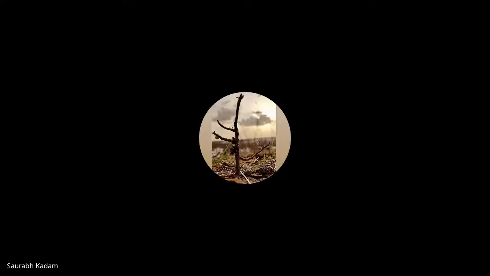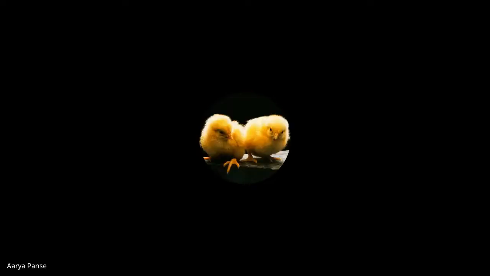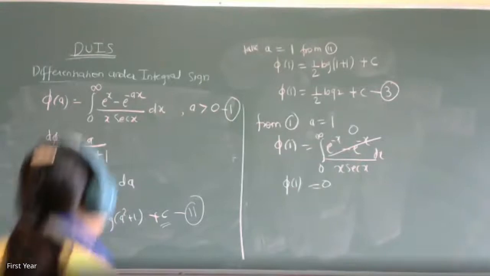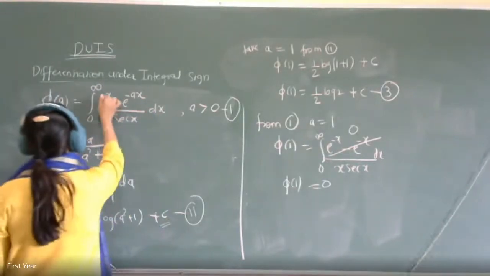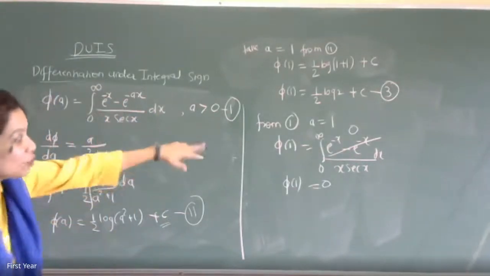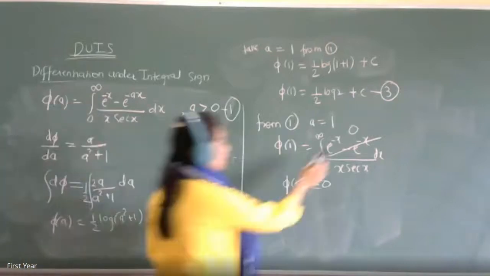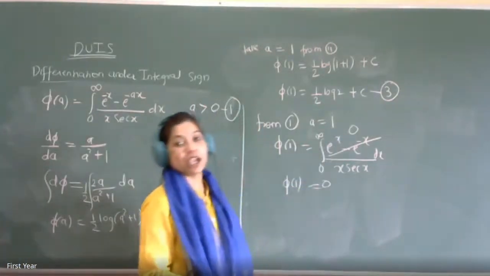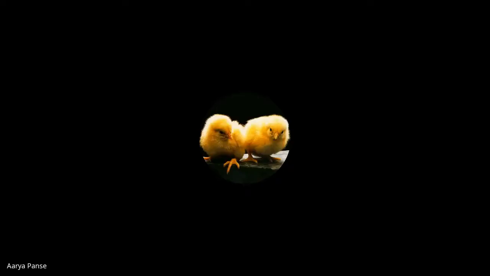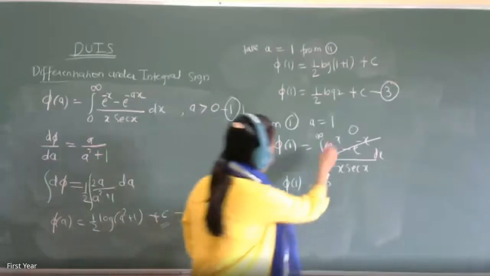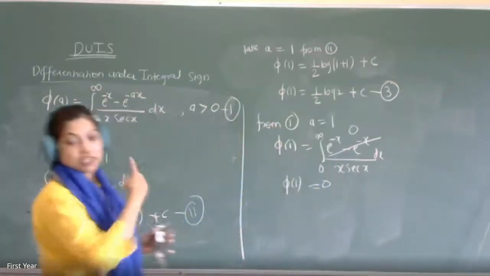Then it is e raised to x, no? Ma'am, it's e raised to x minus e raised to minus x. Let me check it. I think I have made a mistake. Yes, this is minus. It won't become so complicated. If this was plus, I would have had to do the integration again, which is not going to be easy. So the question has minus.